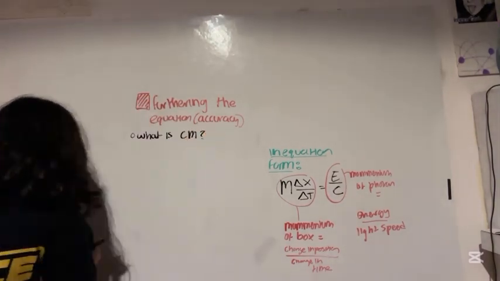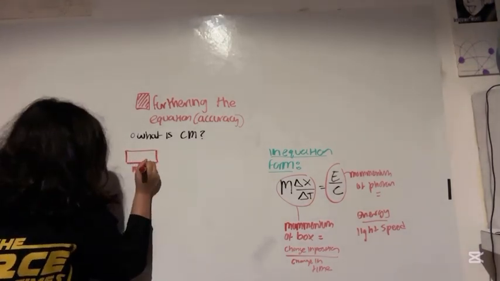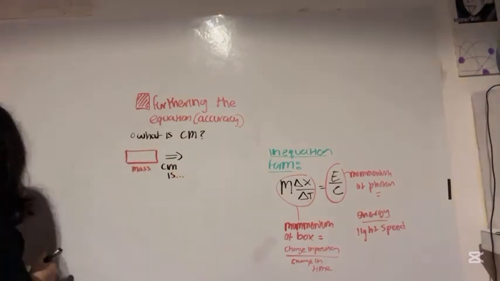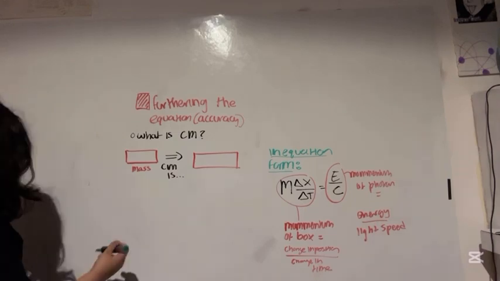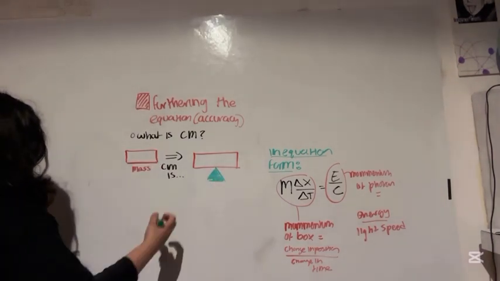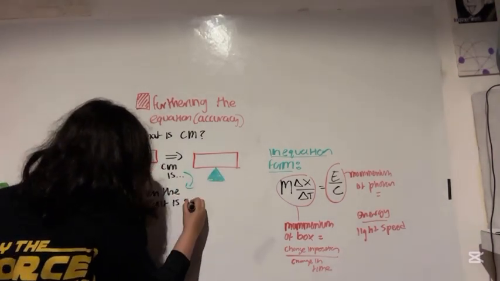So what is center of mass? Let's say I have a mass in the form of a box. Well, the center of mass is a point in this mass where the weight is balanced so well that it's equal to 0.